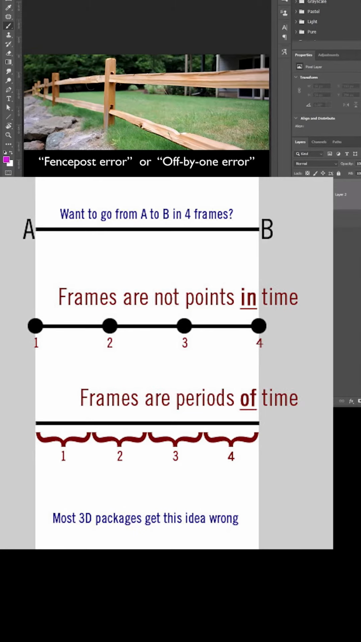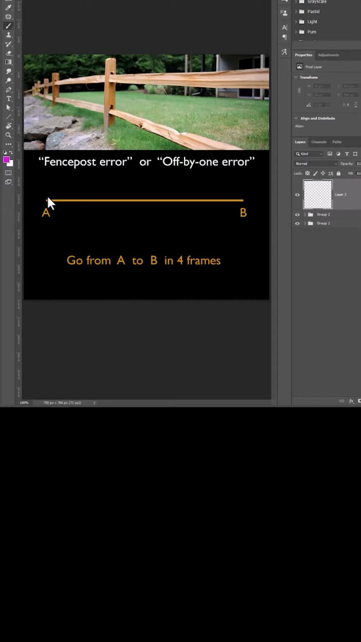If you were going to go from point A to point B in 4 frames, how would you do it? Seems almost like a trick question. Point A is there, point B is there. You said 4 frames, so there must be a frame here, and there must be a frame here. The only thing is that frames are not points in time. Frames are periods of time.